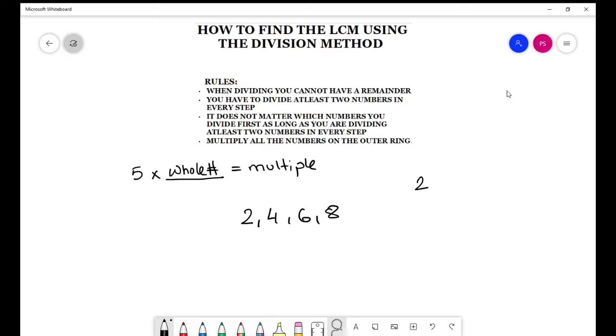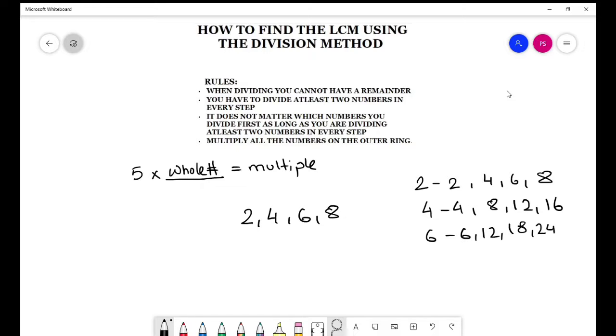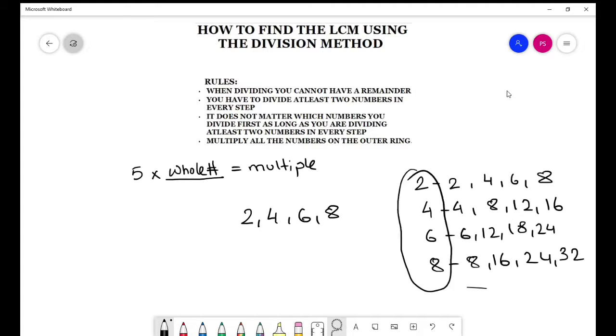The traditional method is we list the multiples of 2: 2, 4, 6, and 8. We list the multiples of 4: 4, 8, 12, 16. We list the multiples of 6: 6, 12, 18, 24. For 8, we would say 8, 16, 24, 32. We'd have to keep going, but as you can see, once we list all the multiples, we have to find the one that's the lowest and common between all four of them. Instead of doing that, we can use the division method.